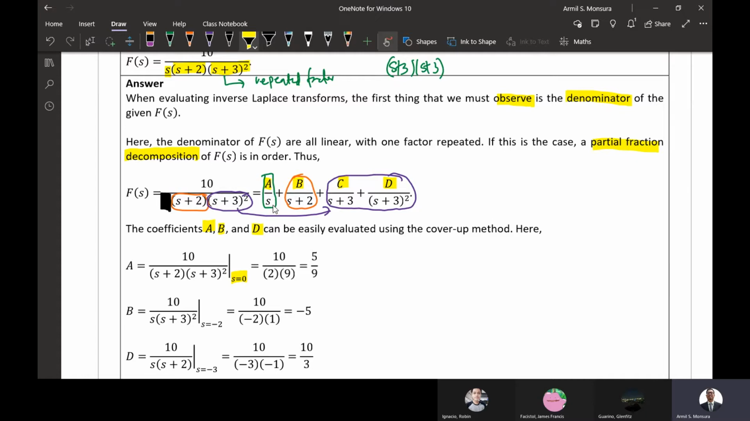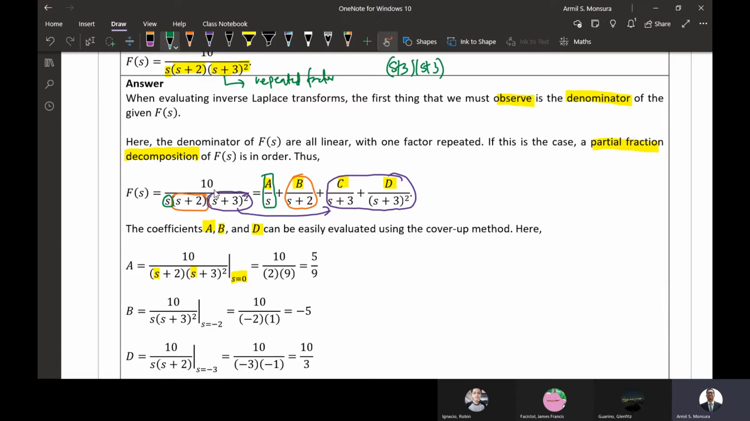Saan nakuha yung S equals 0? Yun yung root nung denominator nung term na to. So yung root is obtained by equating the denominator to 0. Since S lang naman to, you have to equate S to 0. So therefore, yun nga yung S equals 0. So substituting now 0 dito sa S na yan, that should give you 10 over 2 times 9, so 5 over 9. So that's for A.